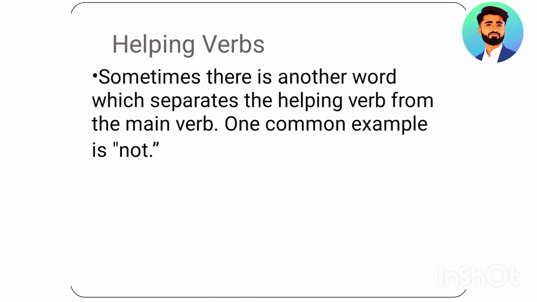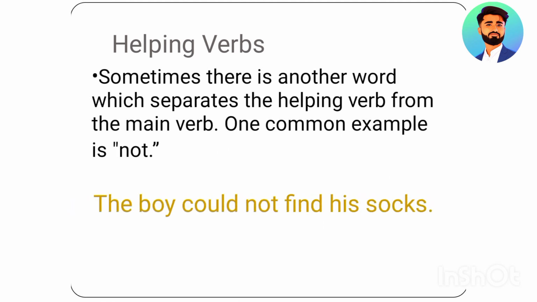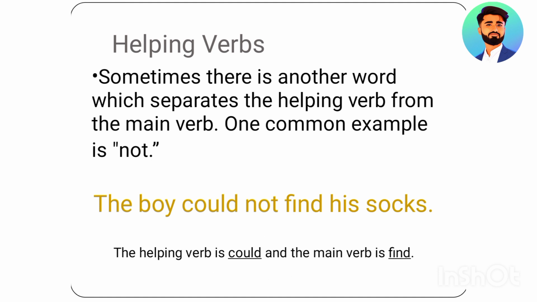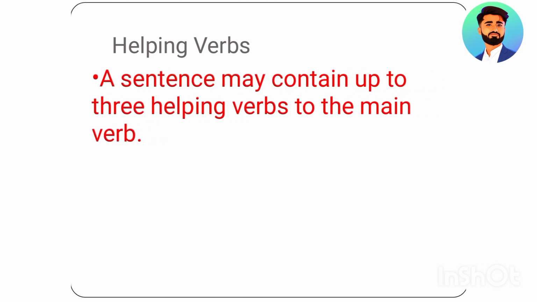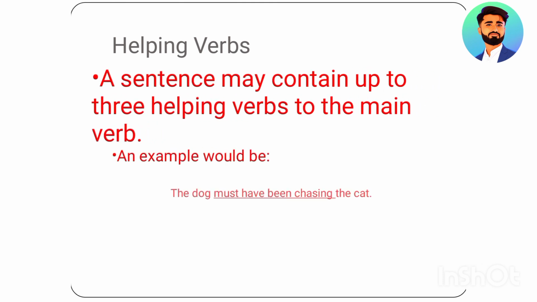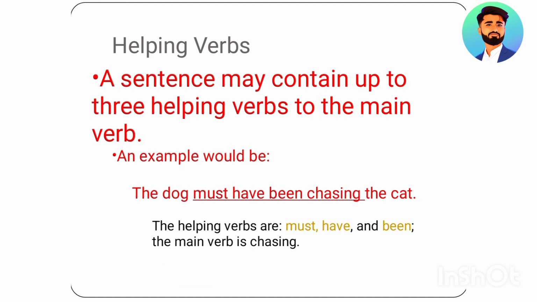Helping verbs. Sometimes there is another word which separates the helping verb from the main verb. One common example is not. The boy could not find his socks. The helping verb is could and the main verb is find. A sentence may contain up to three helping verbs with the main verb. An example would be: the dog must have been chasing the cat. The helping verbs are must, have and been; the main verb is chasing.